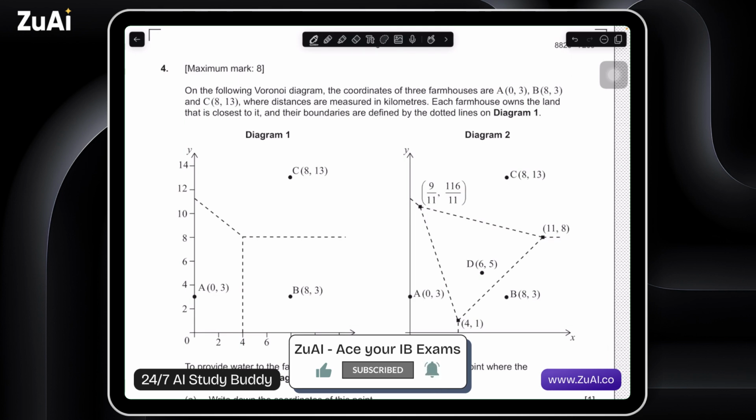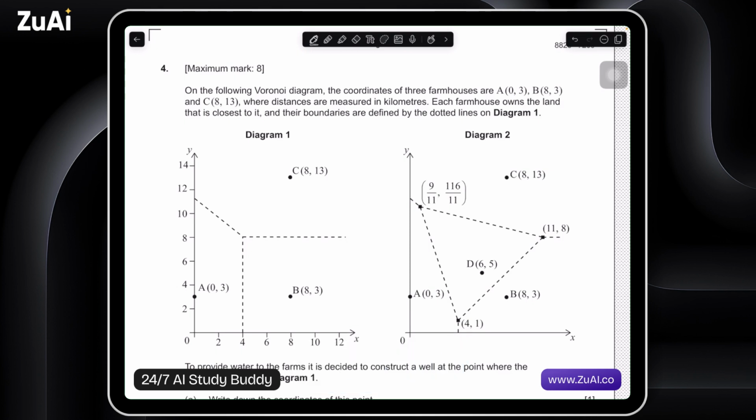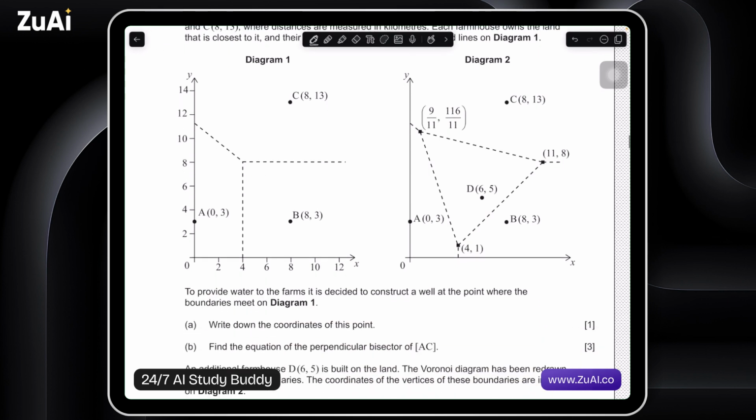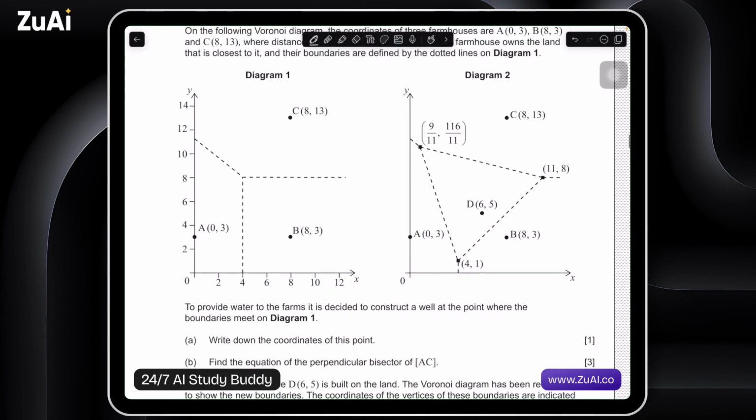Alright, here we go. On the following Voronoi diagram, the coordinates of 3 farmhouses are A (0, 3), B (8, 3), and C (8, 13), where distances are measured in kilometers. Each farmhouse owns the land that is closest to it, and their boundaries are defined by the dotted lines on diagram 1. To provide water to the farms, it is decided to construct a well at the point where the boundaries meet on diagram 1. So here is diagram 1. Write down the coordinates of this point.